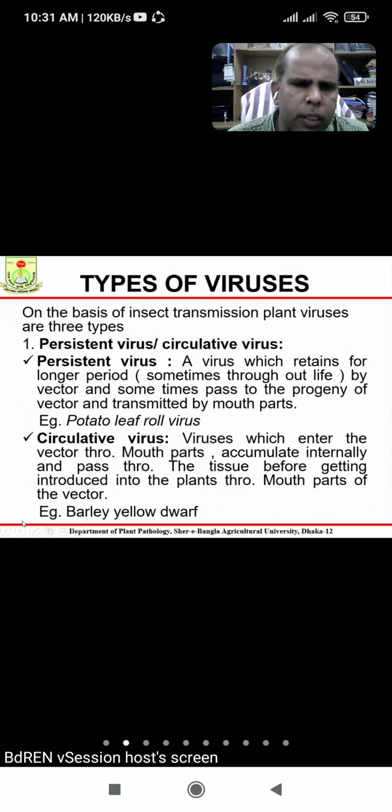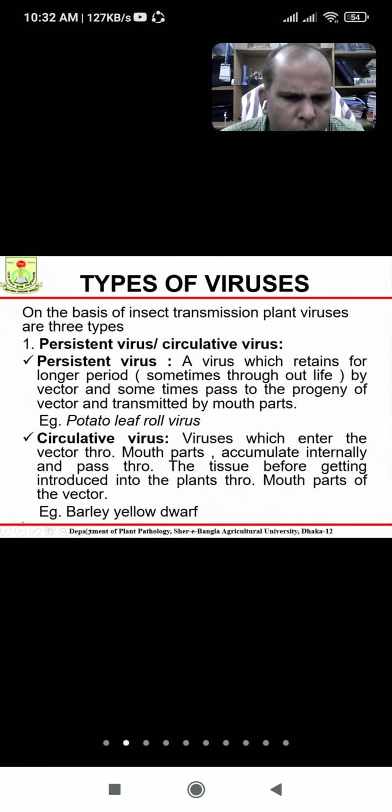A persistent type example is the potato leaf roll virus. Just after this slide we will study the potato leaf roll virus. This is the persistent type. A circulative virus example is the barley yellow dwarf virus. This is called the circulative type. This is actually the scientific study.